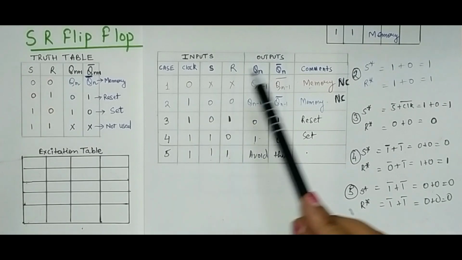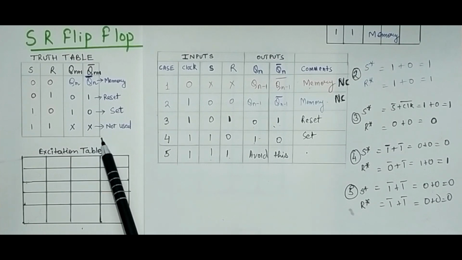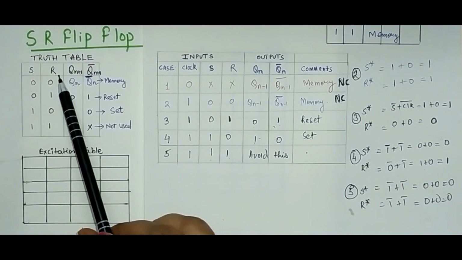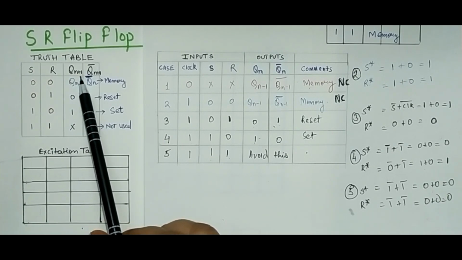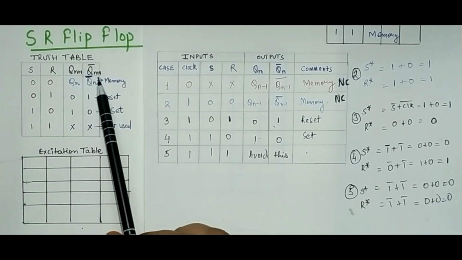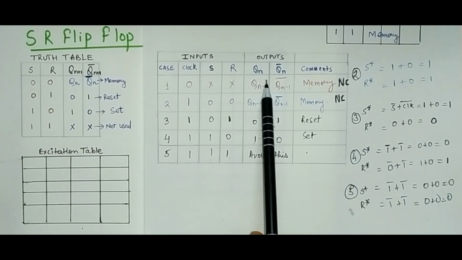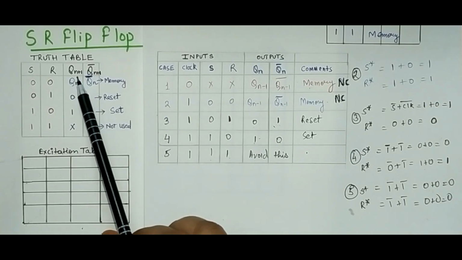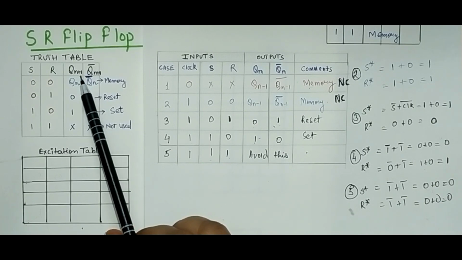So now see, this was the truth table which I had written in the previous class. Again I will write down the truth table here. This is S, this is the input, and this is R, the other input. Then Qn plus 1 I have written here. Qn plus 1 denotes the next state, and Qn plus 1 complement. Earlier I had written Qn minus 1 as the previous state. Since here I have written Qn plus 1 as the next state, the previous state will be Qn.